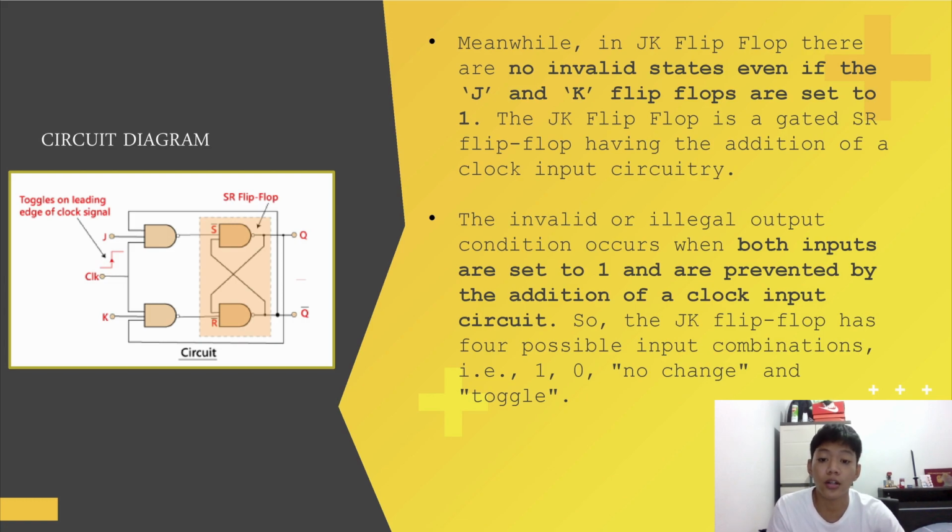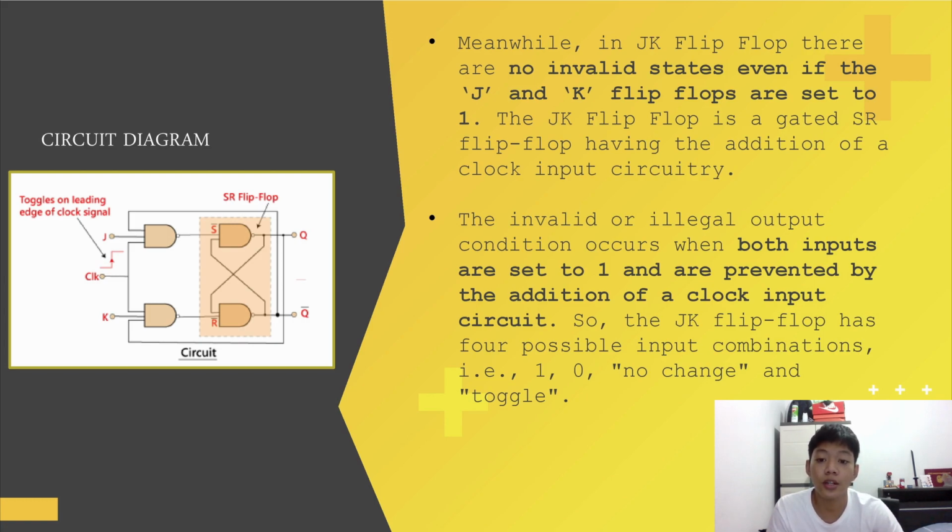There are no invalid states in a JK flip-flop because the inputs are designed to prevent them from occurring. In the JK flip-flop, the inputs J and K are used to control the state of the outputs Q and Q bar. So, may connection ang ating Q and Q bar sa ating J and K. Ang J and K ang magko-control ng ating output, which is ang ating Q and Q bar.